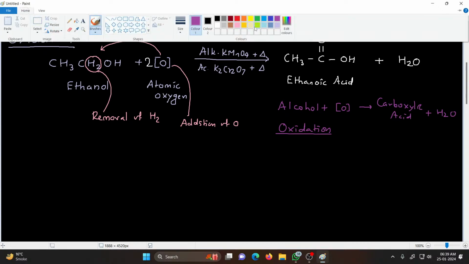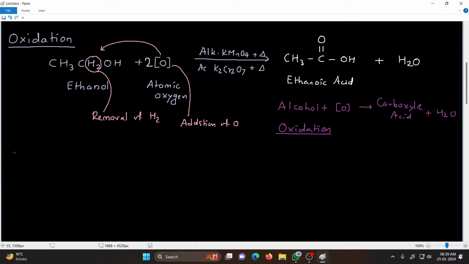The next reaction is addition reaction. Now addition reaction in carbon compounds is similar to the combination reaction of inorganic compounds. So in combination reaction, you know that two or more reactants combine together to form a single product. Here also, two reactants combine to form a single product.